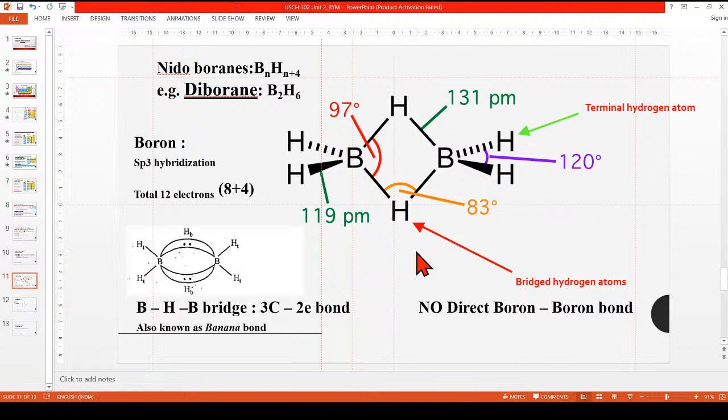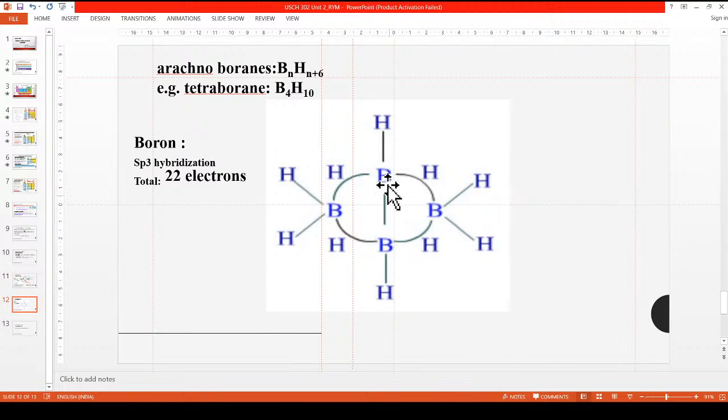But in case of tetraborane, there is one bond between boron and boron. These borons are not adjacent borons. So you can see here, if we number the boron atoms 1, 2, 3, 4, then boron number 1 makes a bond with boron atom number 3.